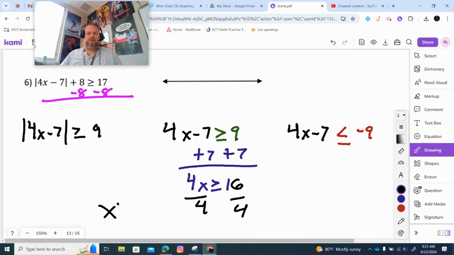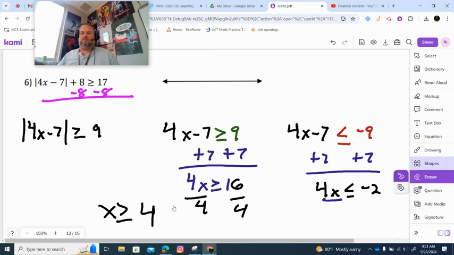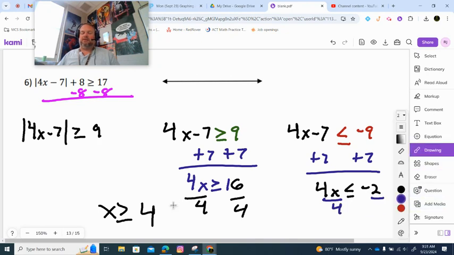So x is greater than or equal to 4. Oh, I swear I got sleep last night. Apparently, I didn't get enough. I think some of y'all didn't get enough either.